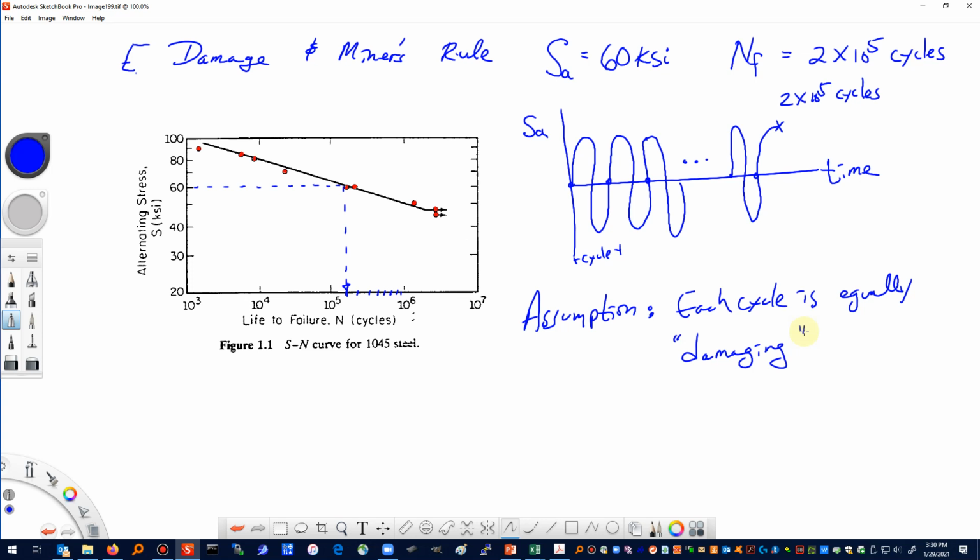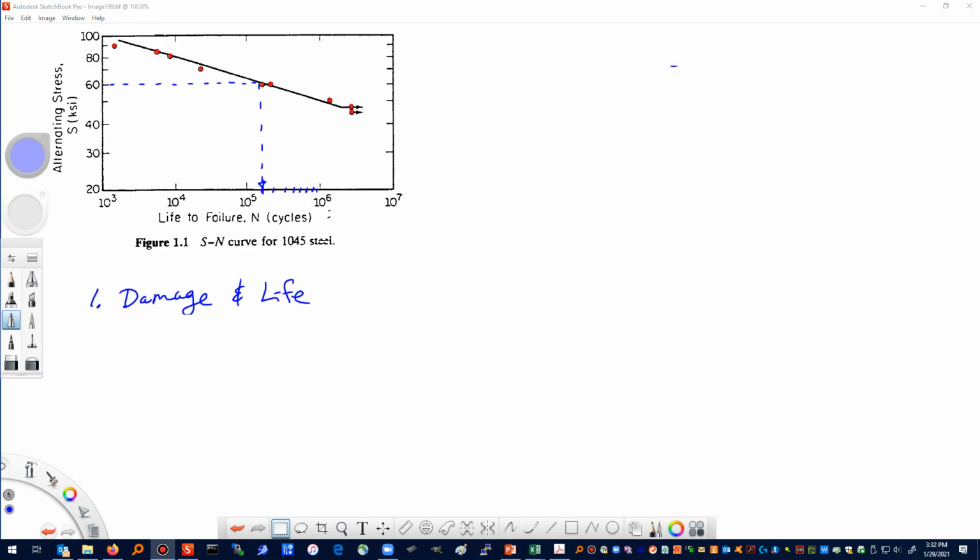Well, let's talk about damage from a numerical point of view in this idea of fatigue life and damage. Let me make a little bit of room. We're going to talk about two related concepts of damage and life in the context of each cycle at our particular stress amplitude contributing equally to the damage. Okay, so we said that the life was 2 times 10 to the 5th cycles.